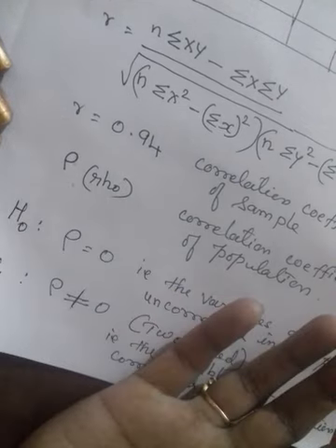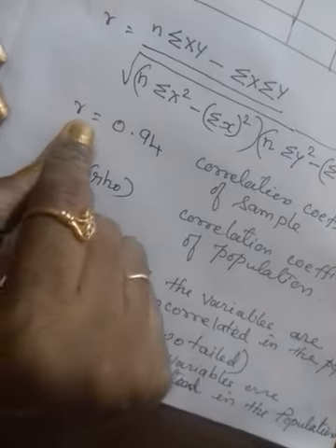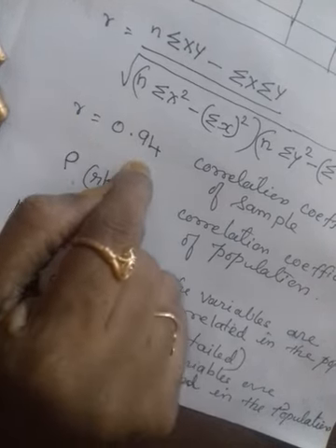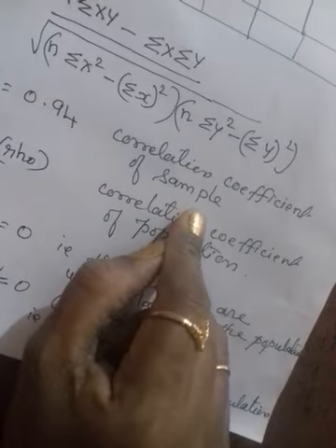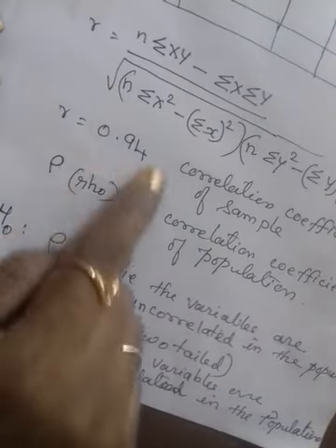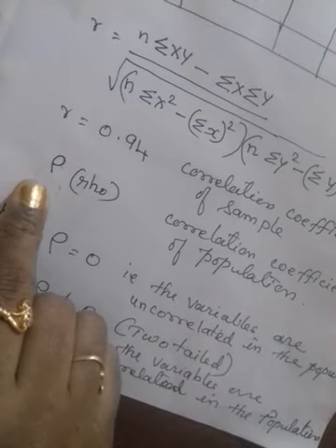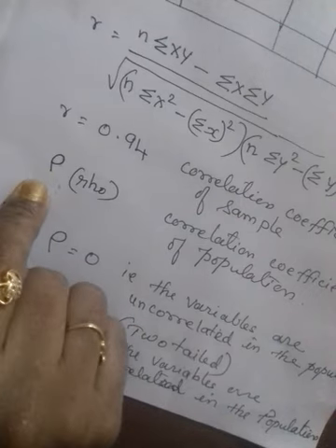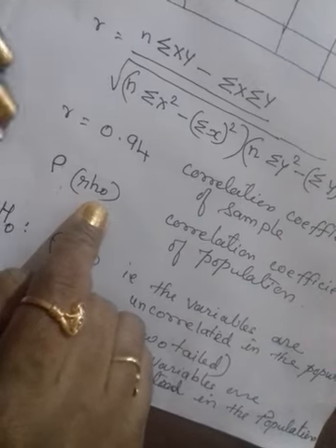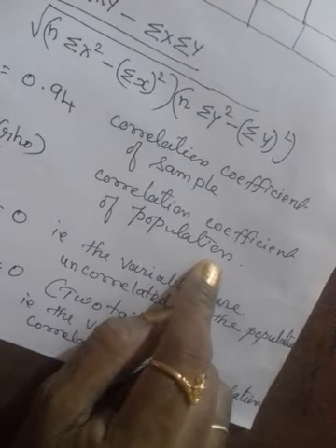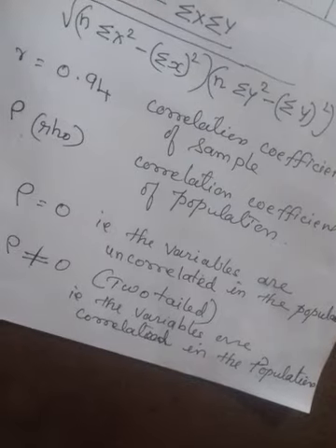So this R is a sample. We took a sample of 6 from the population, n is equal to 6, 6 data points. For that sample we got 0.94. So R is the correlation coefficient of the sample. We have taken the sample from the population, isn't it? The population is denoted by rho. This is not P, this is rho. Rho is the correlation coefficient of the population.